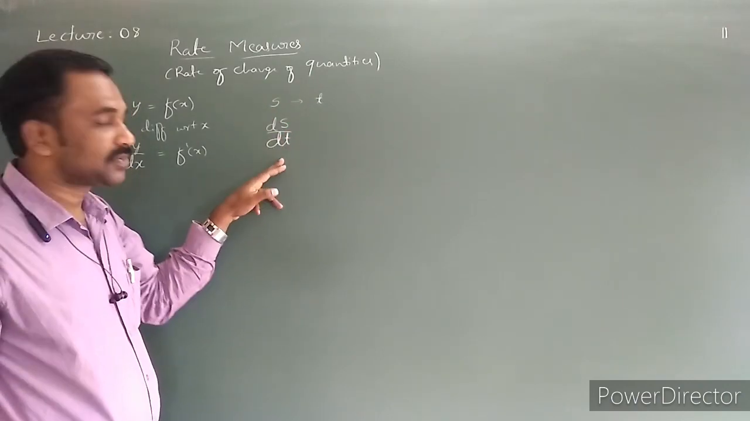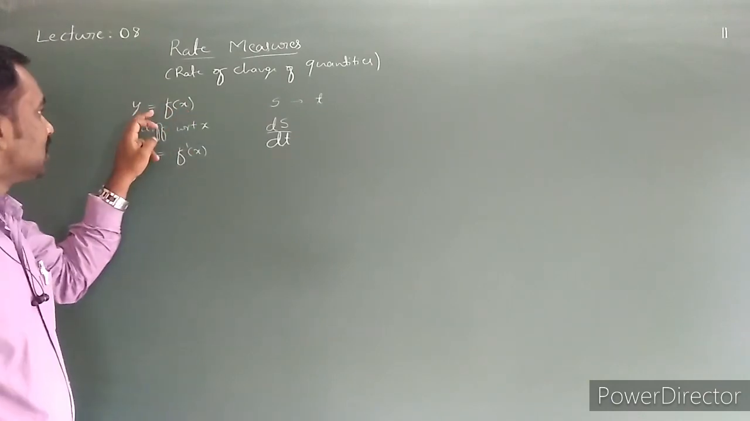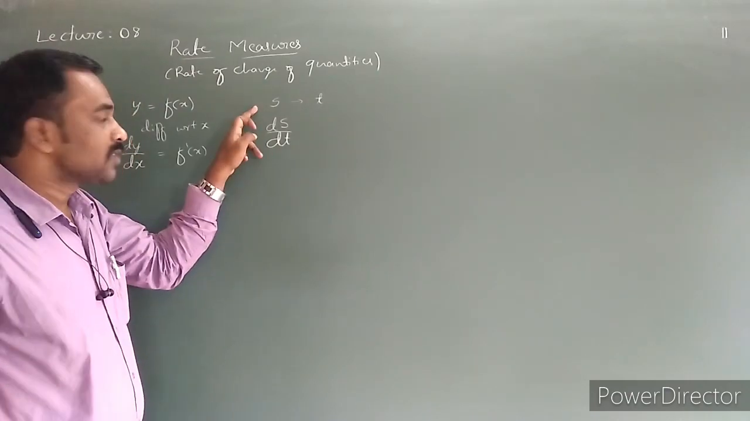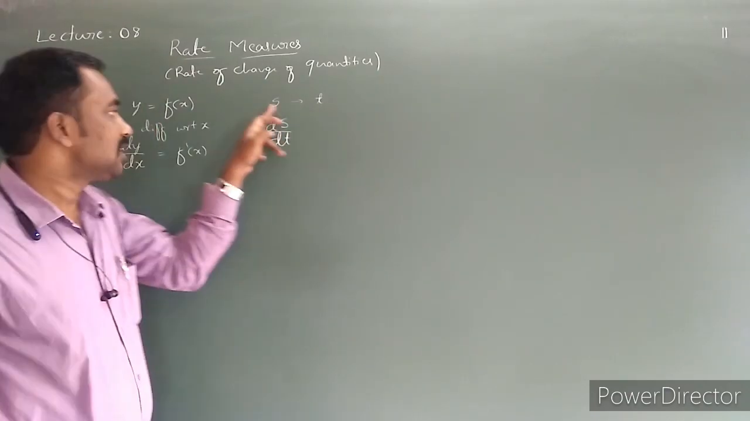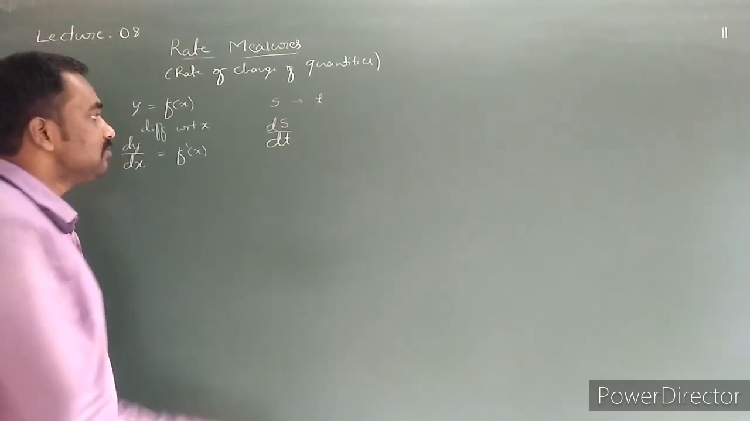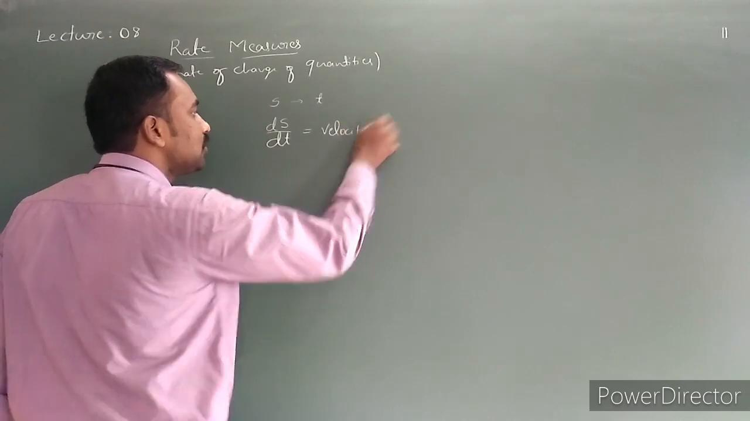Differentiating s with respect to time, just as y depends on x and we differentiate with respect to x, here s depends on t. So displacement depends on time. Differentiating displacement with respect to time is, in the physical world, what we call velocity.